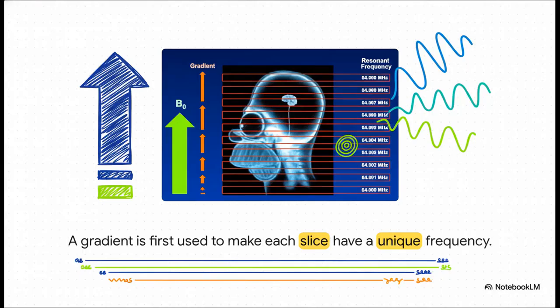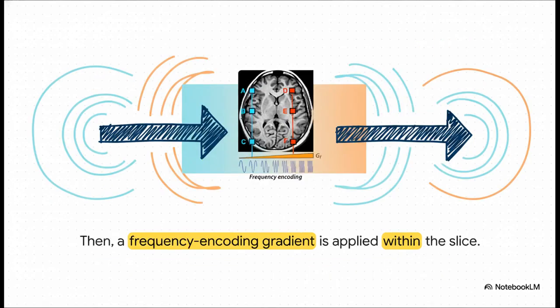We've actually already seen this in action, haven't we? For slice selection, we applied a gradient from head to toe along the z-axis. This made each slice of the body have its own unique resonant frequency, which let us excite just one of them with a perfectly tuned radio frequency pulse. Okay, now for the really brilliant next step.